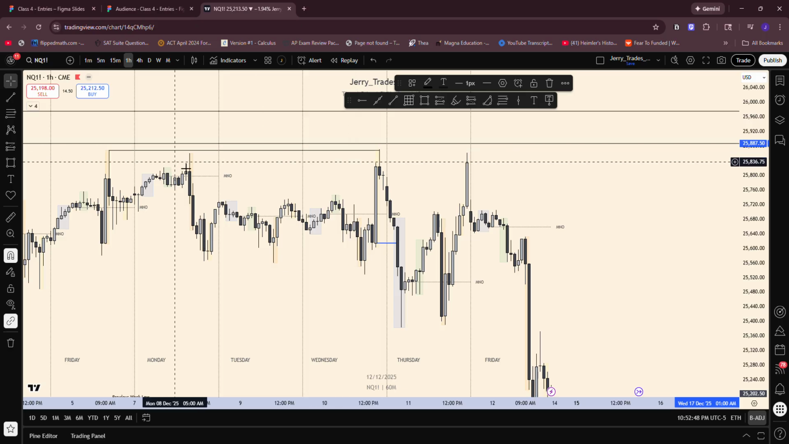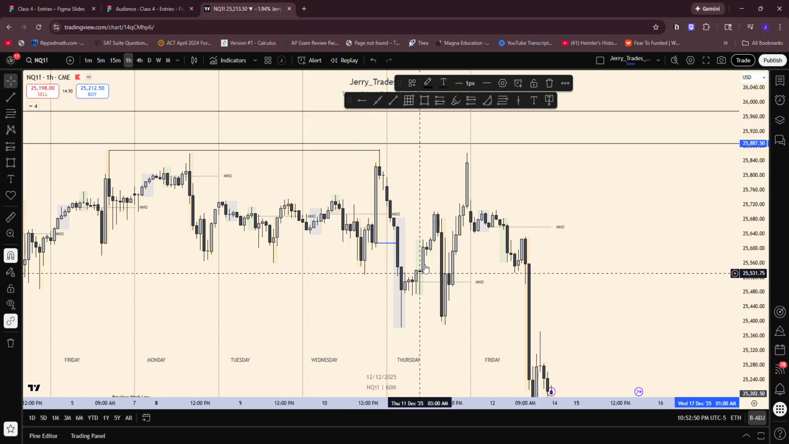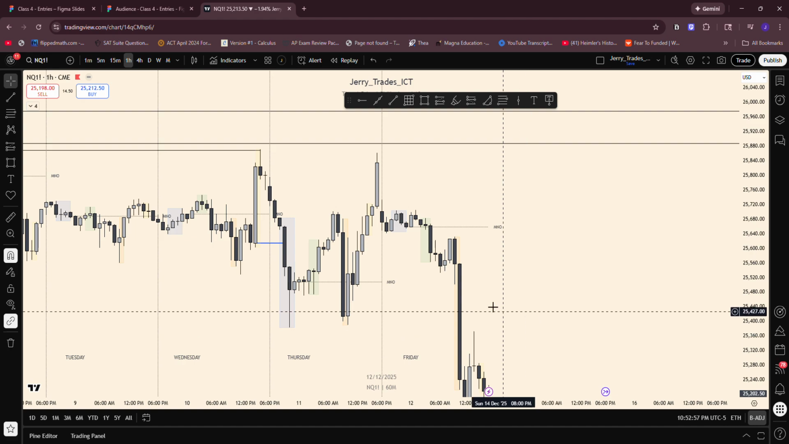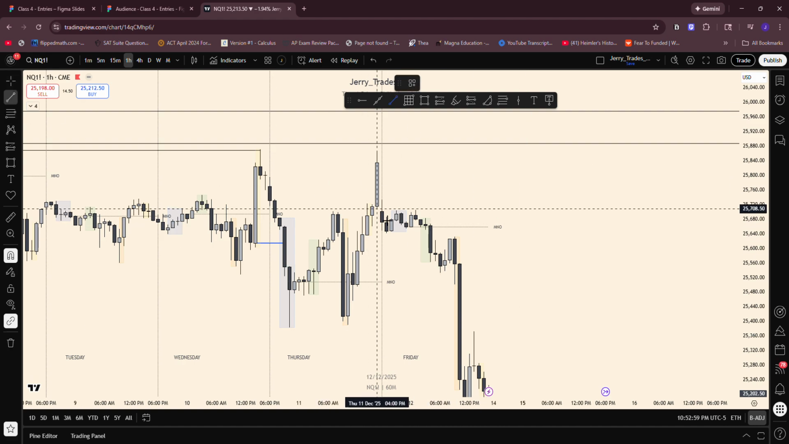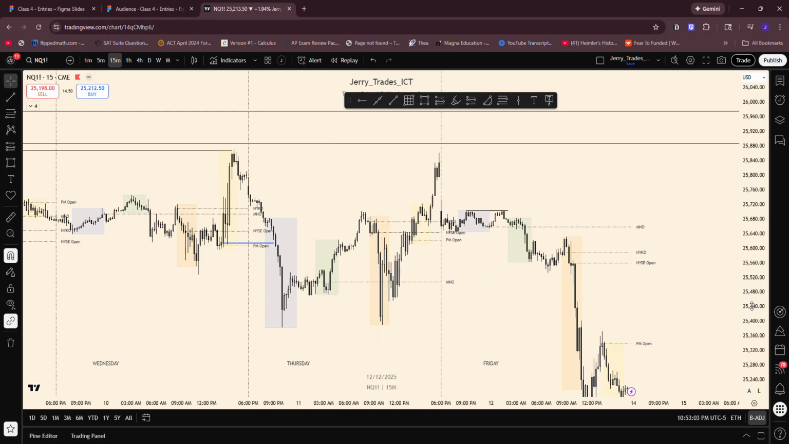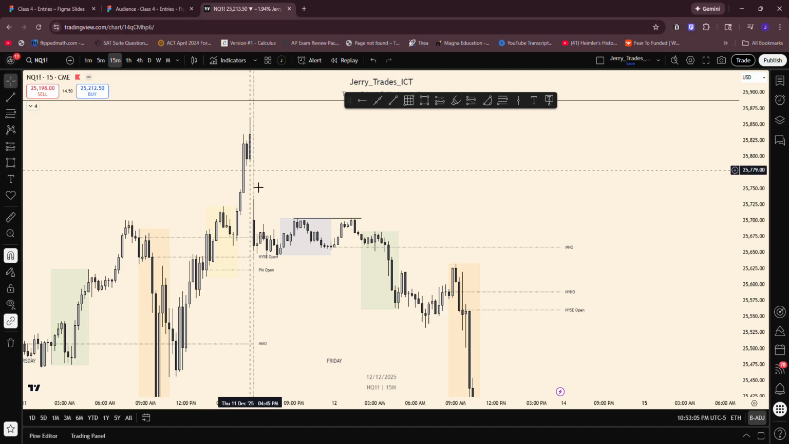FOMC gave us the most displacement higher, so we can manipulate these highs. Then we move lower, right? And since this high is still protected, we have that Wednesday midweek reversal idea. Then we move lower, and we take out Asia highs here. And then we can drop down to the 15-minute time frame, right?